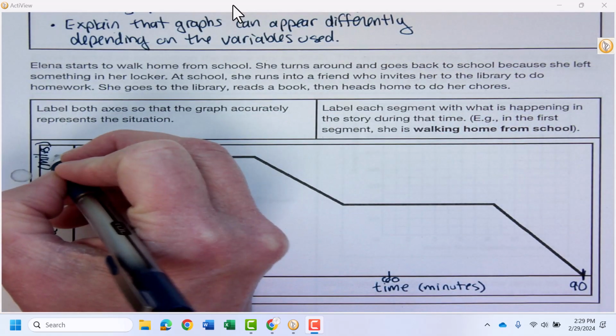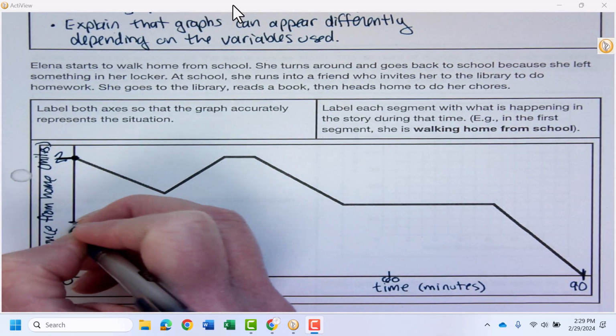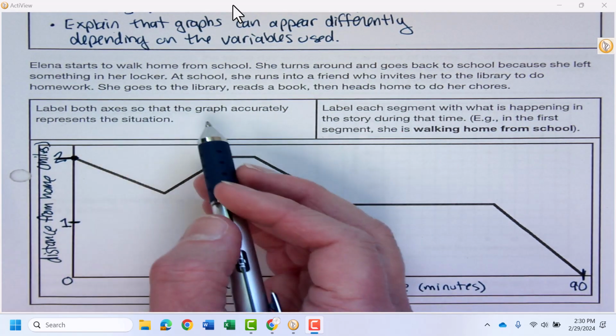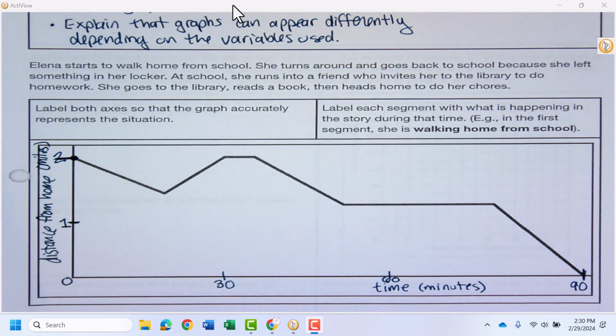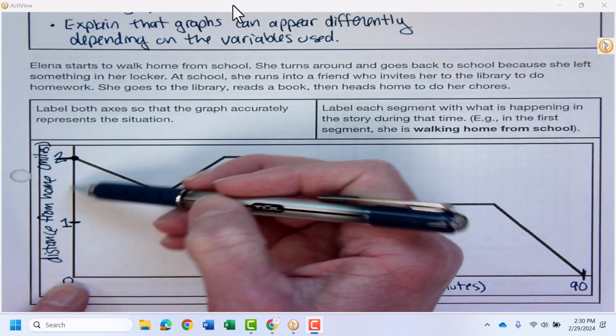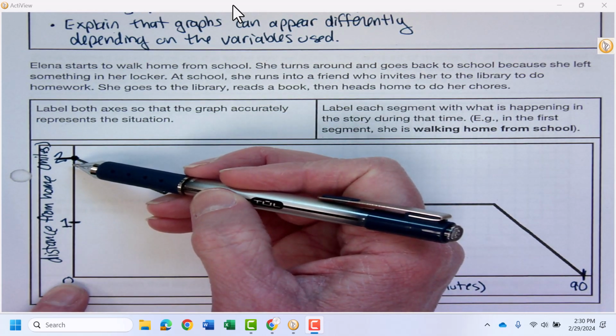I'm going to say this is 2 miles. That's like 1 mile, just to give myself some context. Okay, so I've done it. I've labeled both axes so my graph accurately represents my situation. This covers a course of about 90 minutes, and we're talking about 2 miles distance from home.